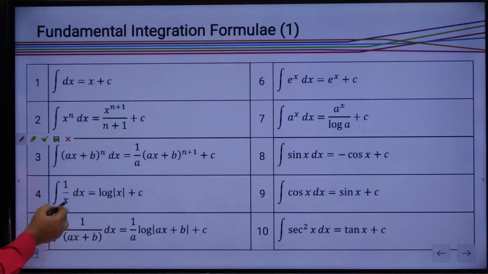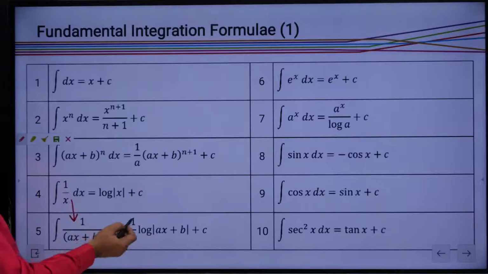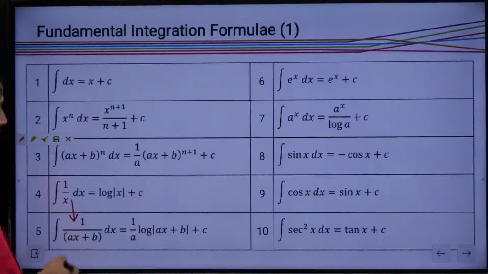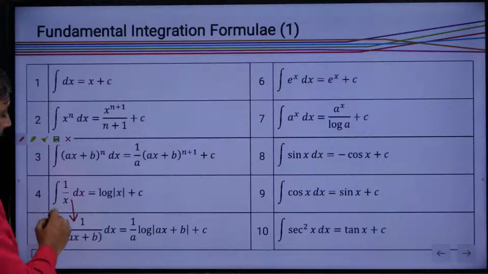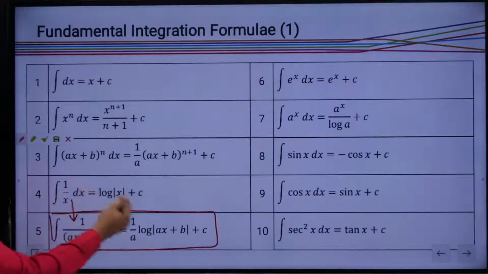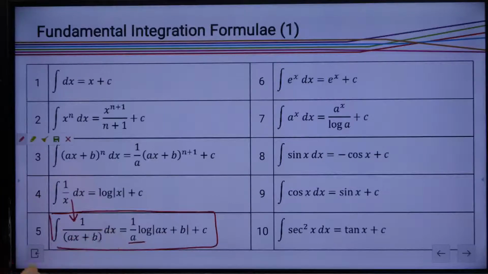Another formula, the general form for this is 1 upon ax plus b. This answer will be 1 upon a log of ax plus b plus c. So that is a general form. Again, this formula can be explained with the help of the substitution rule, or this result we can find with the help of the substitution rule.